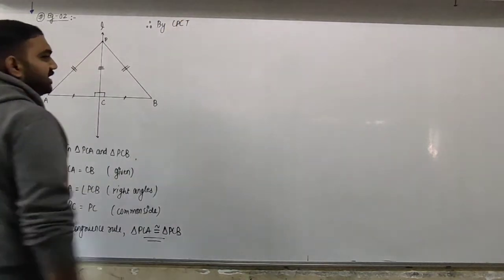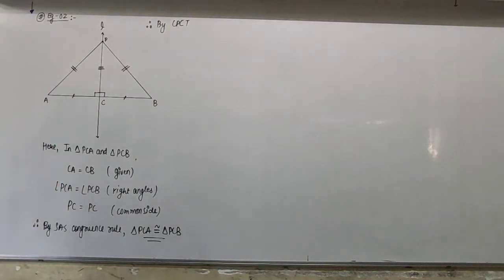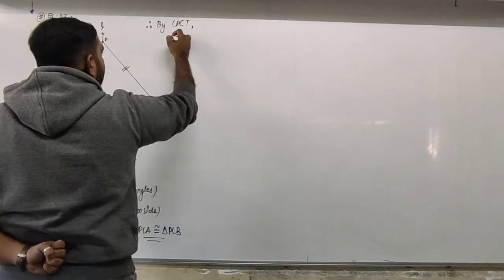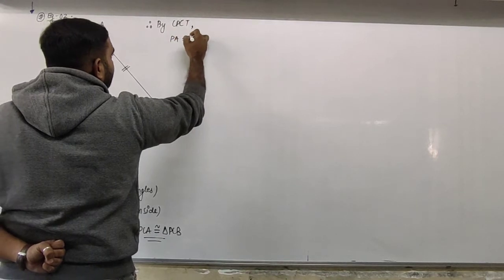By CPCT, what is CPCT? Corresponding parts of congruent triangles. Therefore by CPCT, PA is equal to PB.